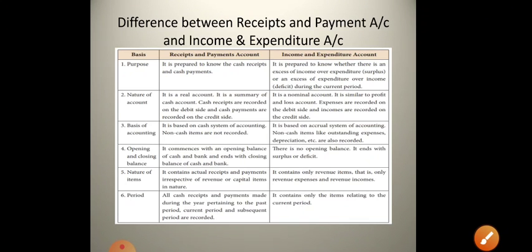In this video I have taken this much only. Special items regarding income and expenditure account will be discussed in the next video. Thank you.